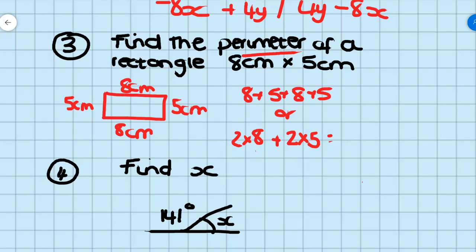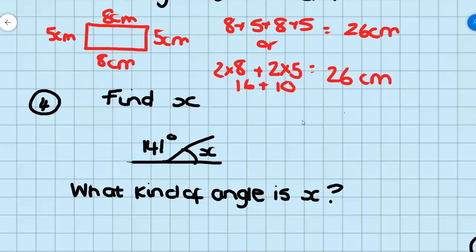2 lots of 8, 16. 2 lots of 5 is 10, 26. Or if I'm adding them up this way, I've got 8, 13, 21, 26, same answer. And it's in centimetres, my units. It's one dimensional.